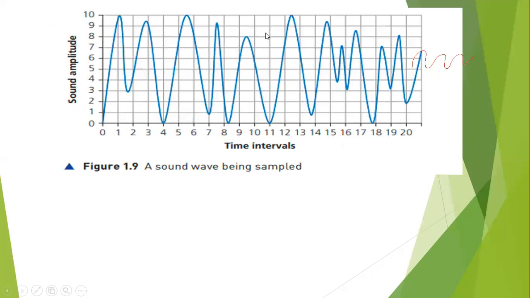Now here you can see these are the sound amplitude and these are the time intervals. At time 0, it is giving 10 samples. At a time between 1 and 2, it is giving 3 samples. At time 3, it is giving almost 9, between 9 and 10 samples. So that is why it was telling us they are not precise, so they have to be estimated.